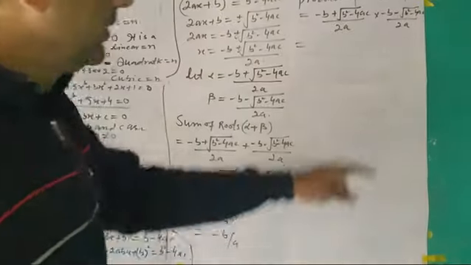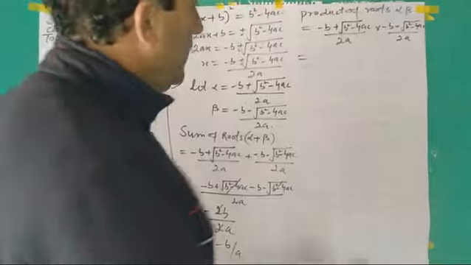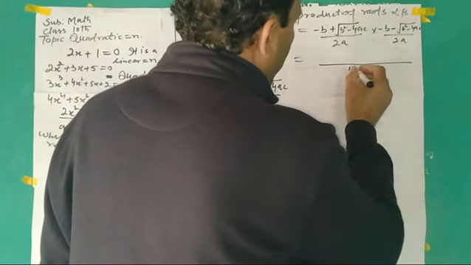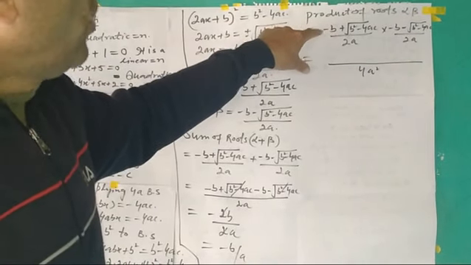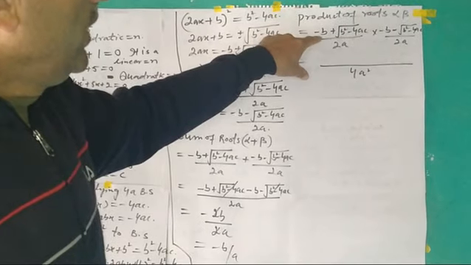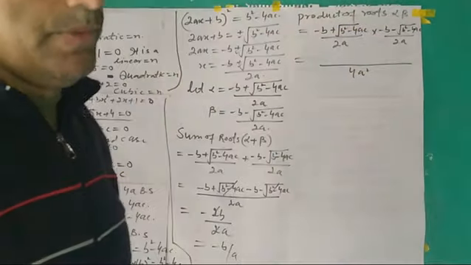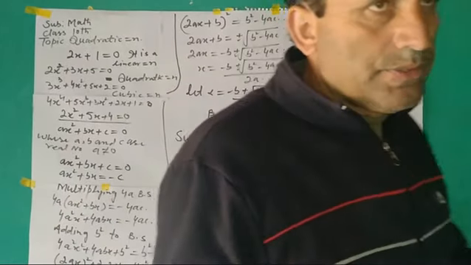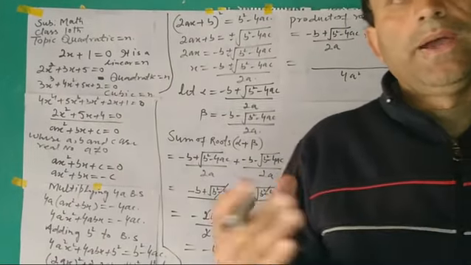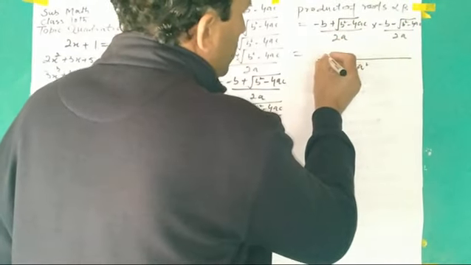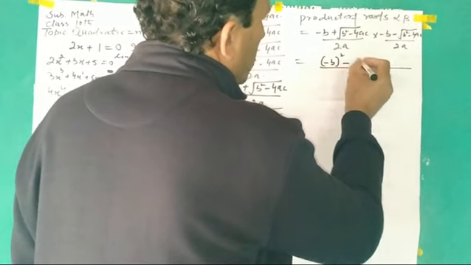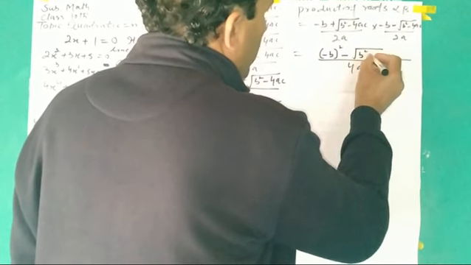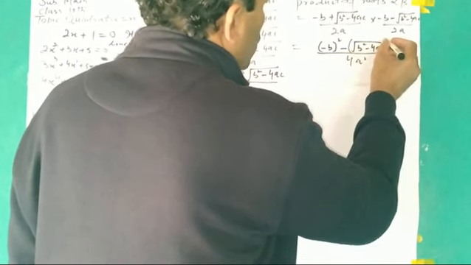Here we have to multiply this 2a into 2a. It becomes 4a square. Here in numerator it becomes a formula. That formula is a plus b into a minus b, that is equal to a square minus b square. So we have to write here a square, that is minus b whole square. This is a square minus b square, that is minus under root of b square minus 4ac whole square.